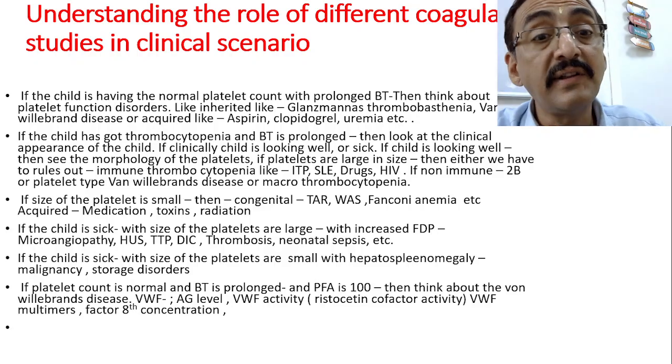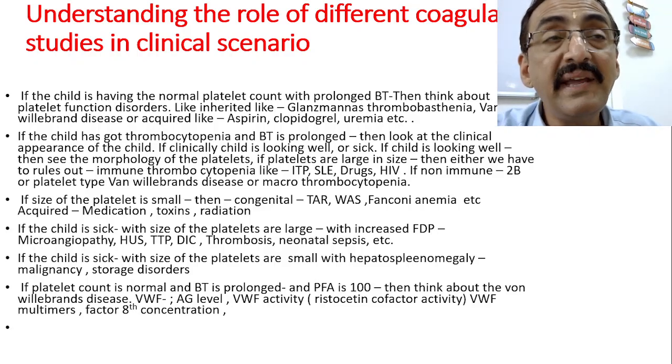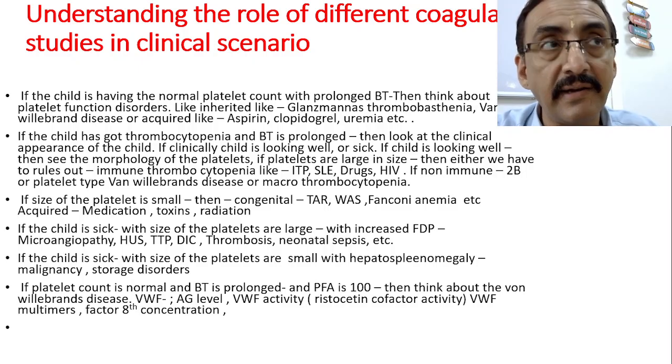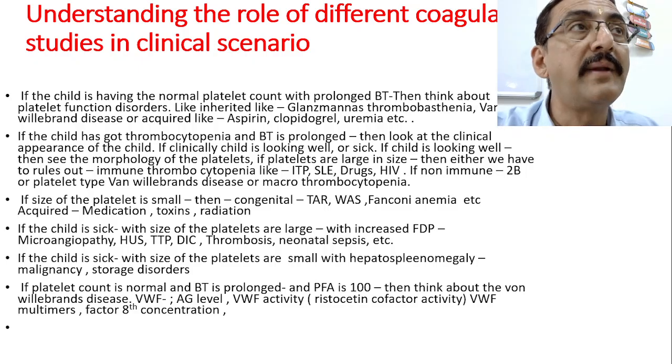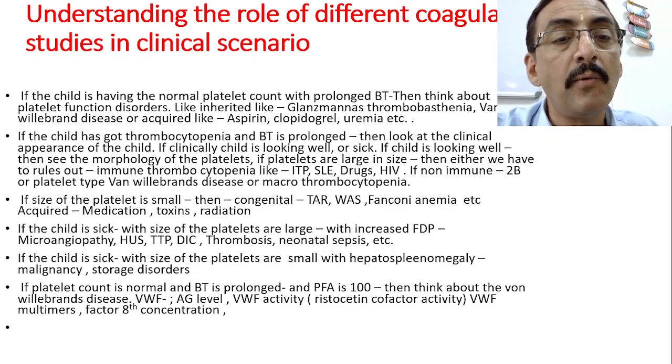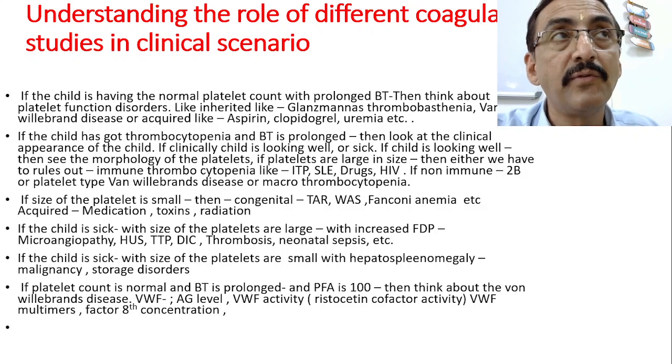If the platelet count is normal and only BT is prolonged and PFA-100 is prolonged, then think about von Willebrand's disease. Then we have to see the von Willebrand factor antigen level.